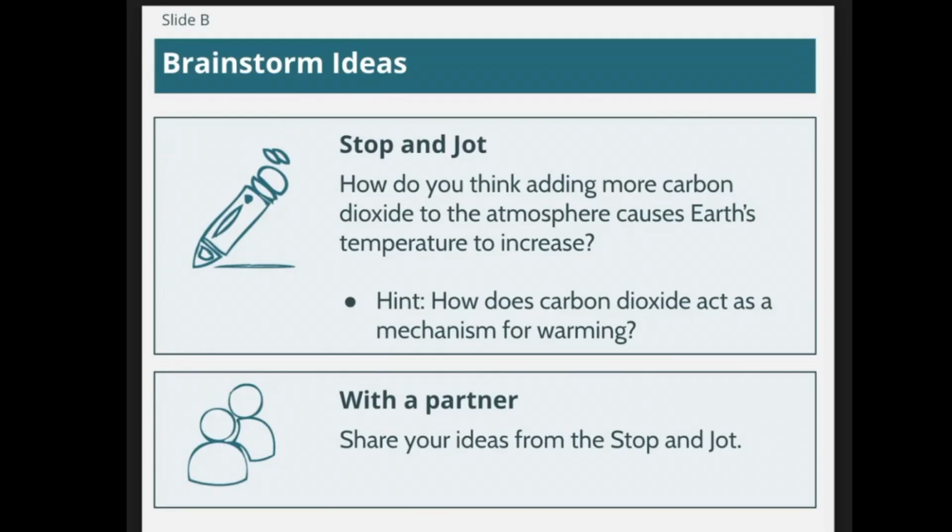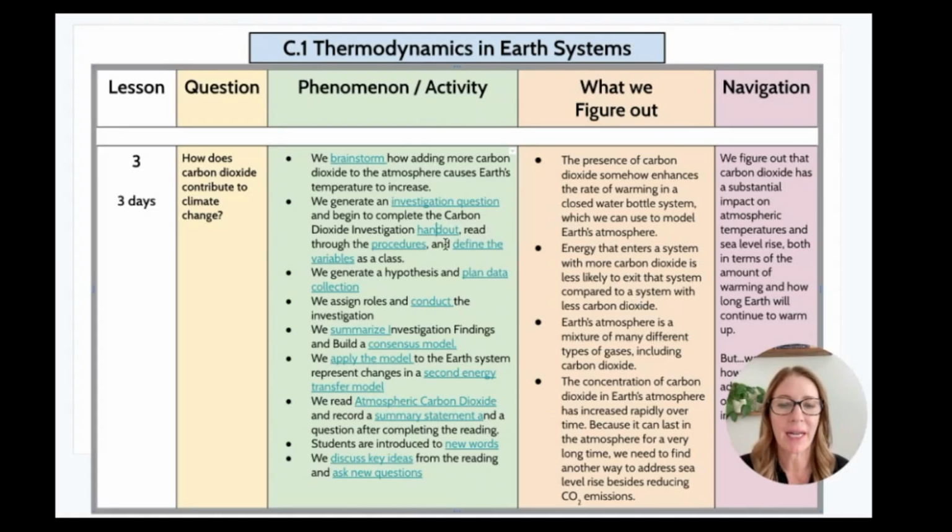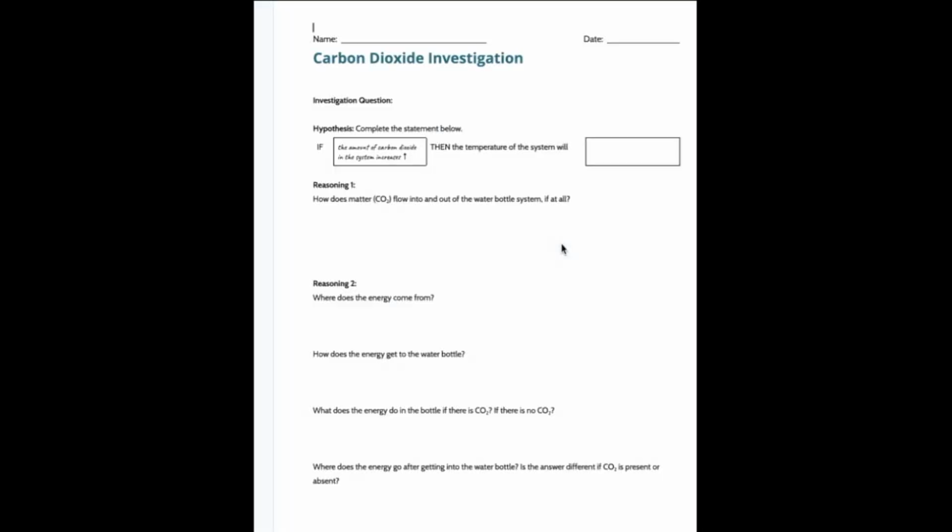This is the slide that will prompt students to stop and jot their thinking, and also gives them a hint about thinking about carbon dioxide as a mechanism for warming, as well as prompting students to talk to a partner. Then we're going to use this handout to plan the investigation with students. Students will create an investigation question. They will also use this scaffold for completing a hypothesis statement using the if-then format.